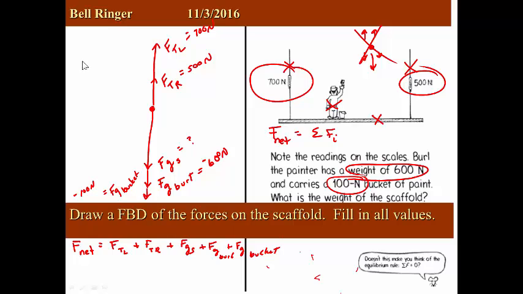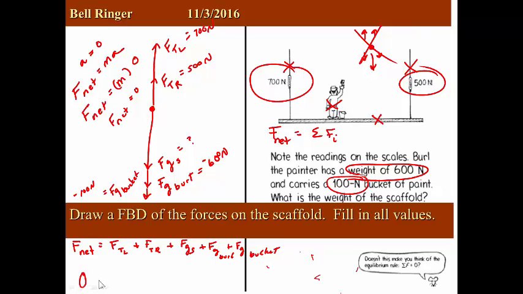So if acceleration equals 0, then from the formula F net equals mass times acceleration, we know that F net is equal to the mass of the scaffolding, whatever that is, times 0. So F net is equal to 0, because anything times 0 is 0. So I can start filling in numbers.